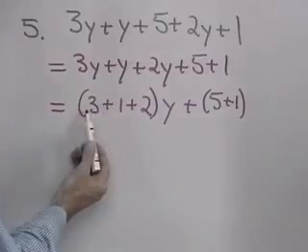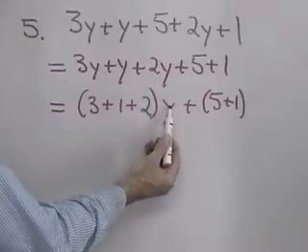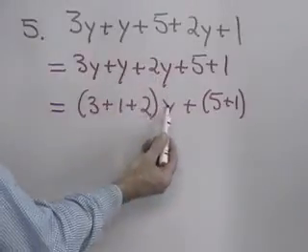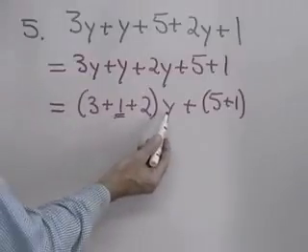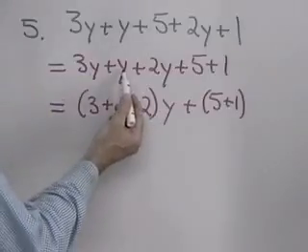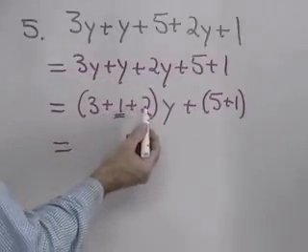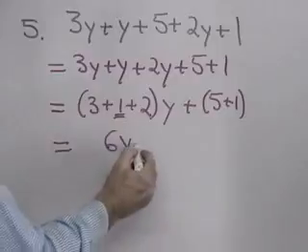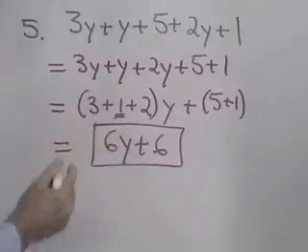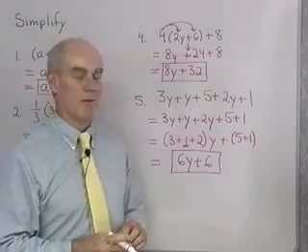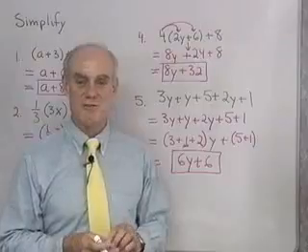I can always check to see that this is correct by multiplying this back out. Y times 2 is 2y. Y times 1 is y. Y times 3 is 3y. Notice if I don't have this 1 right here, I'm not going to be able to multiply y times this and get this y that I started with. Now I can simply add 3 and 1 is 4, and 2 is 6. Y plus 5 plus 1 is 6, and I end up with 6y plus 6. So that's a look at a variety of problems where we simplify expressions using the commutative, associative, and distributive properties.